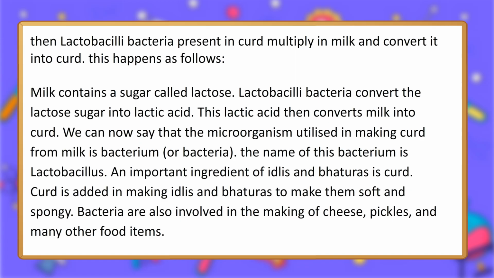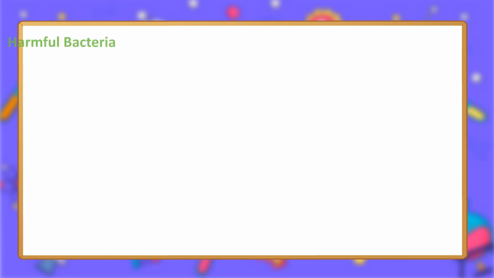An important ingredient of idlis and bhaturas is curd. Curd is added in making idlis and bhaturas to make them soft and spongy. Bacteria are also involved in the making of cheese, pickles, and many other food items.